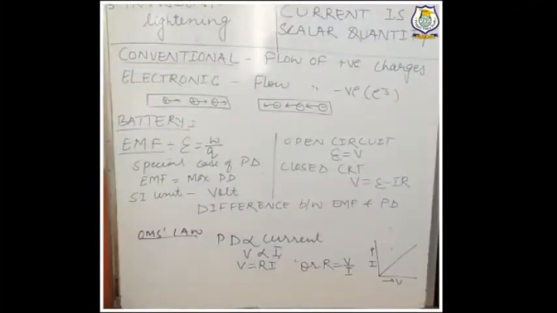As we know that electromotive force is E equal to W upon Q, and it is the maximum potential difference. So since it is a kind of potential difference only, hence its SI unit is also volt.